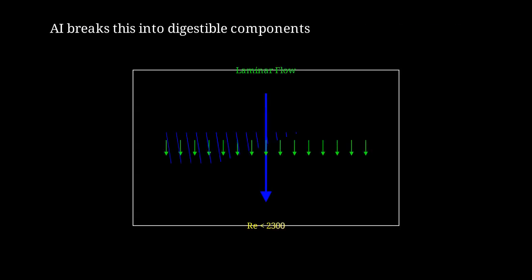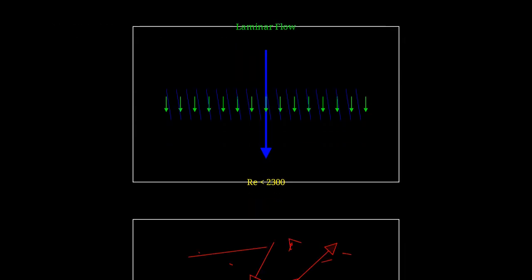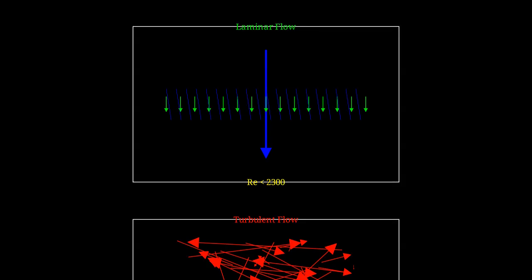For low Reynolds numbers, below 2300, we get laminar flow. The AI shows animated diagrams where fluid particles move in parallel layers, with no mixing between layers. This is typical in microfluidic channels. For high Reynolds numbers above 4000, we get turbulent flow. The AI shows chaotic, swirling motion with eddies and vortices. This is rare in microfluidics, but important to understand for scaling considerations.